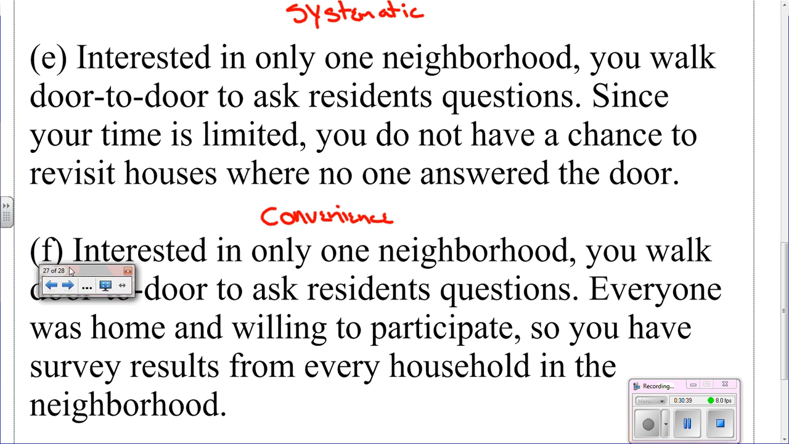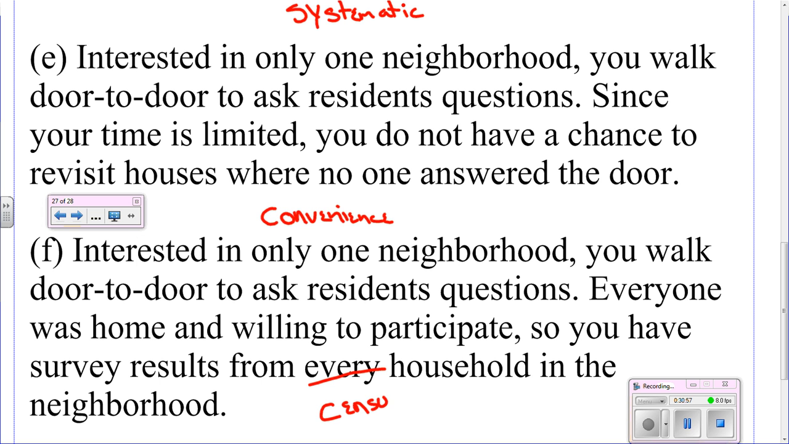Lastly, interested in only one neighborhood, you walk door to door and ask residents questions. Everyone was home and willing to participate, so you have survey results from every household in the neighborhood. Now there's an important word in there, being every. That tells us that this is a census. It's a census because it covers every single household in your neighborhood.